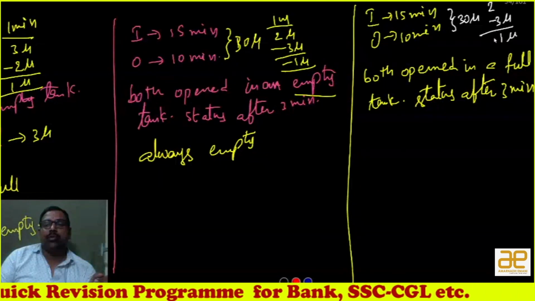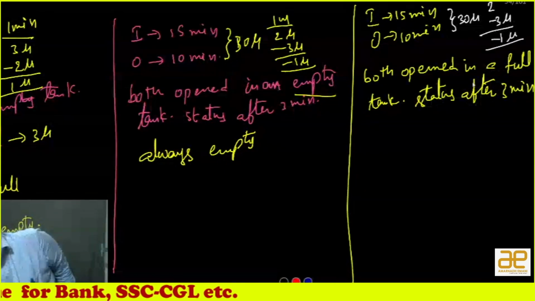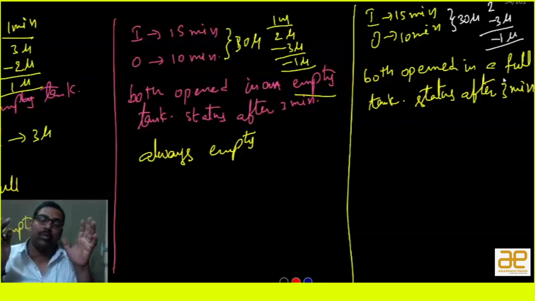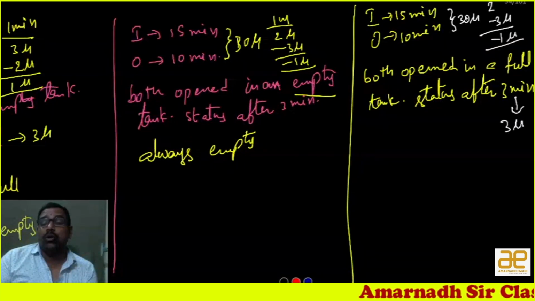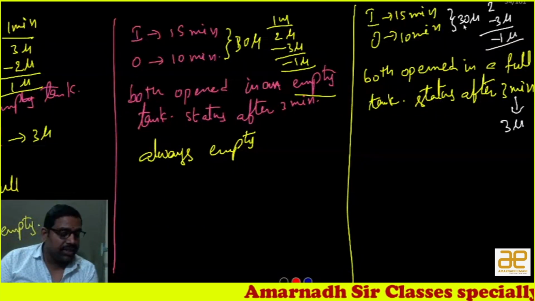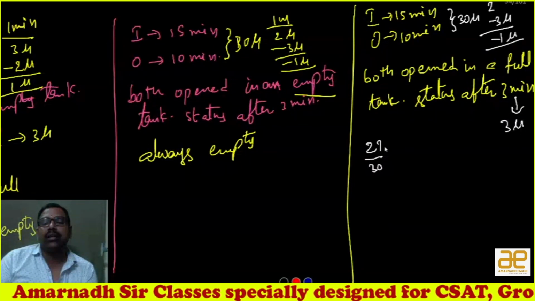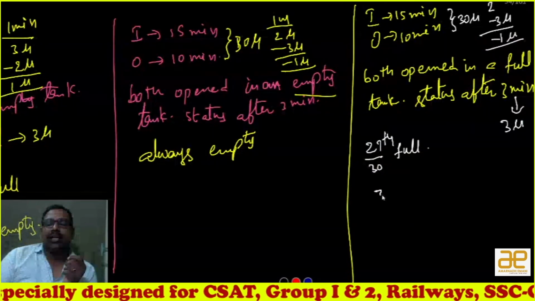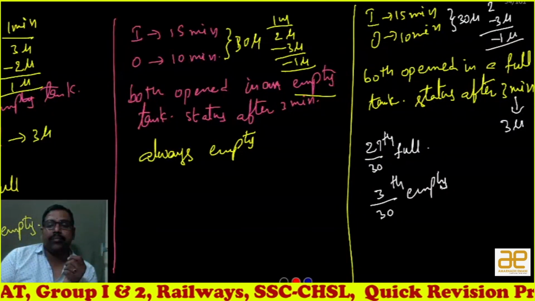The outlet's capacity is more. Then most of the people will say that, sir, it is always empty, sir. But observe the point: both were opened in a full tank. So initially the tank is full. Full means 30 units is there. Every minute 1 unit is emptying. In 3 minutes 3 units are emptied. So initially the tank was full, that means 30 units is there. 3 units were emptied. Now you can say 27 by 30th full, that is 9 by 10th full. Or else you can say 3 by 30th empty, that is 1 by 10th empty.